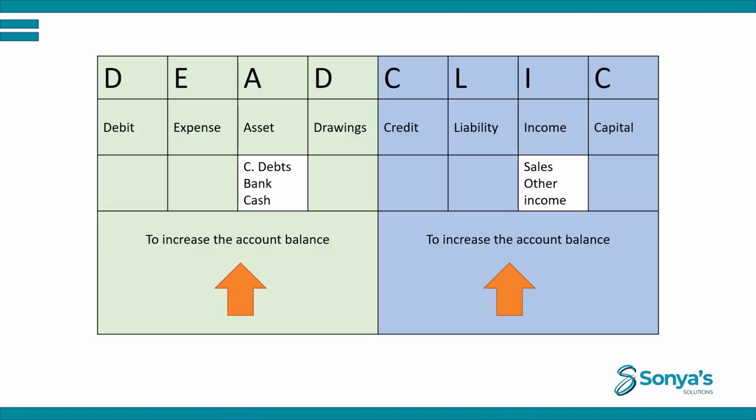Do ensure you make a note of the mnemonic DEBCLIC, as it will help you use the double entry accounts correctly. In this lesson, the income account we used was a sales account. It's worth noting that other forms of income are recorded in exactly the same way. The asset accounts we used were customers' debts, bank and cash.